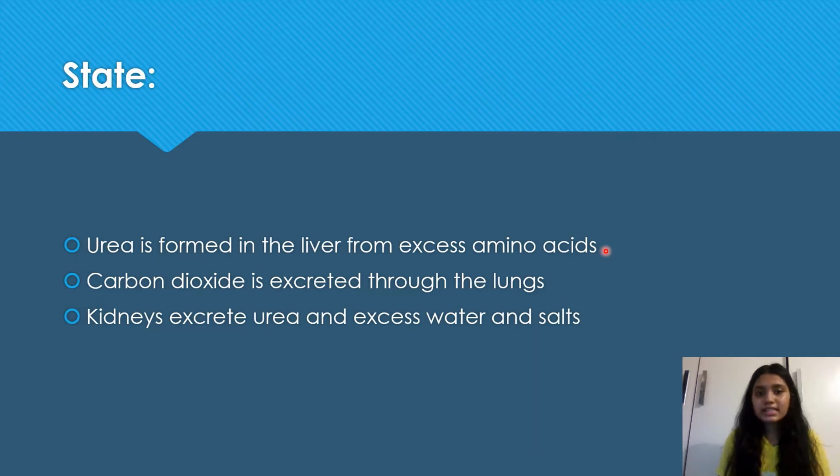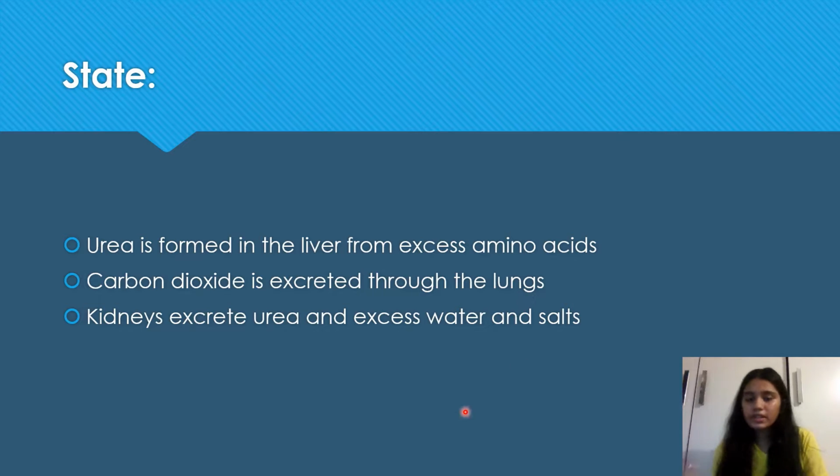Carbon dioxide is excreted through the lungs, and kidneys excrete urea and excess water and salts. So very often you have a table in your MCQs which gives you a chart kind of structure where they'll give you carbon dioxide, urea, excess water and salts, and then lungs, kidney, liver, etc. And you're supposed to tick where it is excreted. So just remember, kidneys excrete urea, excess water and salts.